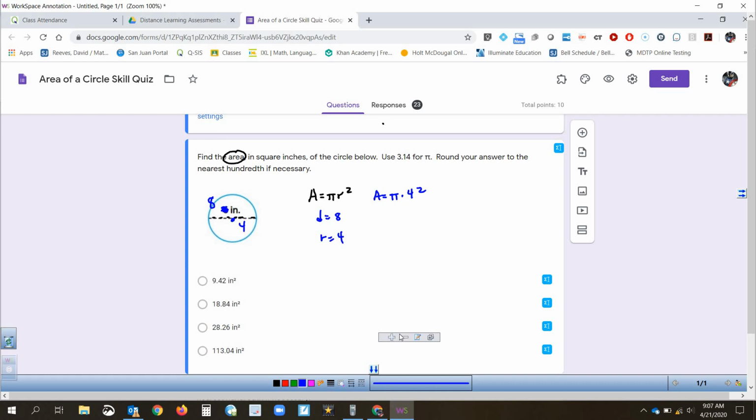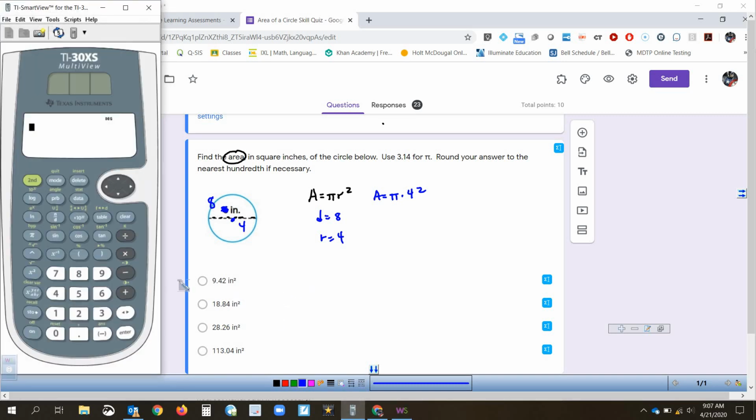Now, you're perfectly welcome, in fact, you need to be using a calculator for these problems unless you want to be spending a long time doing things by hand. So I'm going to go ahead and pull up a calculator, and I'm going to put in this formula. I'm going to start with the 4, and then I'm going to do 4 squared. So there's my squared button right there, 4 squared. You could also do 4 times 4.